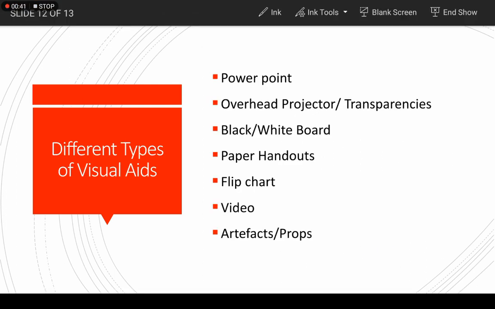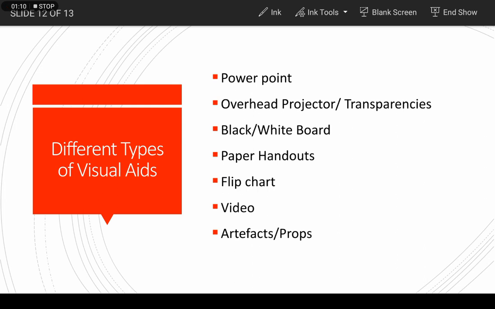Let us discuss the different types of visual aids that we use in our oral presentations. Number 1, PowerPoint or equivalent. PowerPoint is probably the most commonly used form of visual aid. Used well, it can really help you in your presentation. But if you are unable to use it in the appropriate way, it can have the opposite effect.